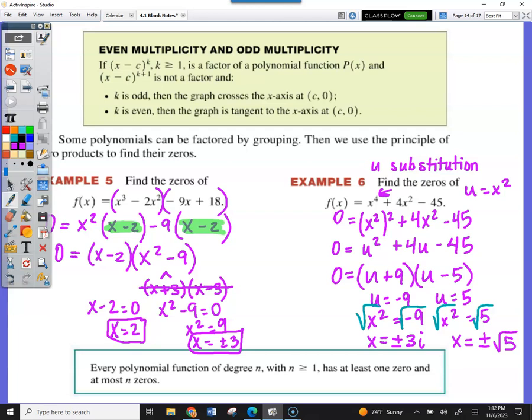Calculator. Now you can go to the calculator and you could graph it and you can solve by doing the zeros on the calculator. But the problem is, Brody, it's not going to give you 3i or square root 5. It's going to give you the decimal for square root 5 and it won't mention 3i at all. So there is a downfall to that.